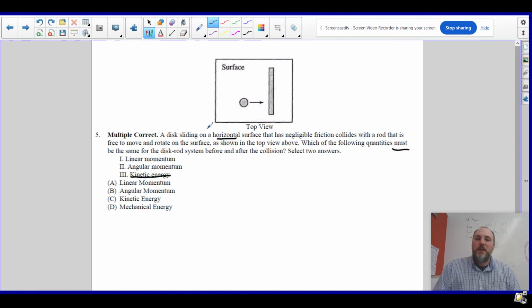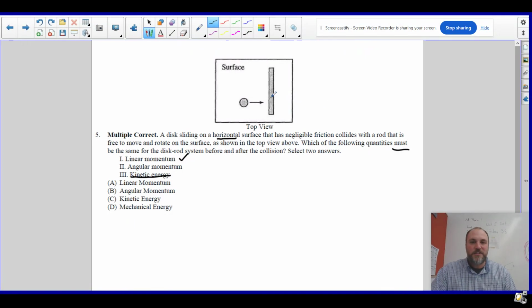So linear momentum, angular momentum, we'll do a quick check. I don't see any fixed points. Nothing's holding this to the table. The thing that's going to make the rod move is the force from the disc. The thing that's going to make the disc slow down is the force from the rod. That's just an internal third law pair. So linear momentum would be okay. And then angular momentum, also okay here, because I don't see any external torques.